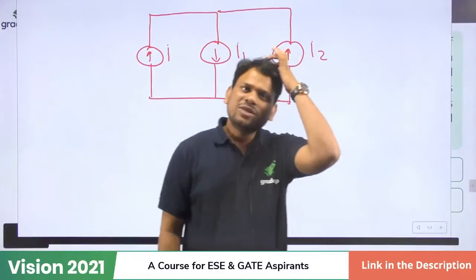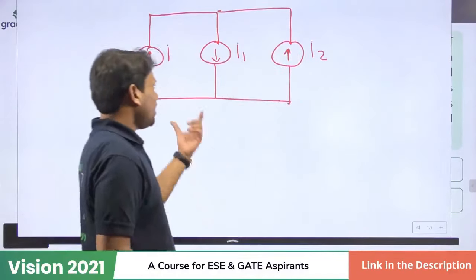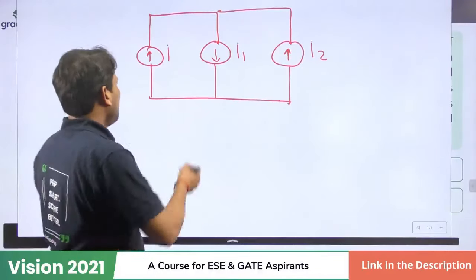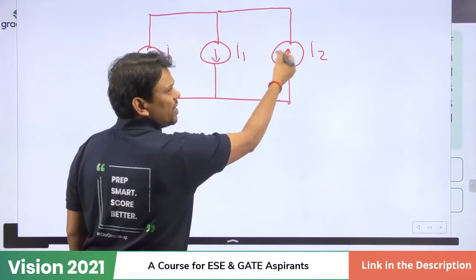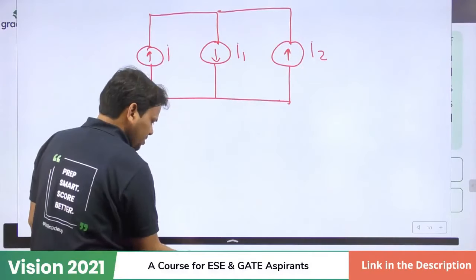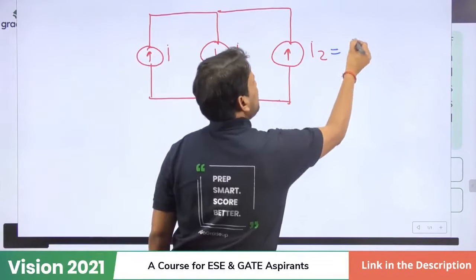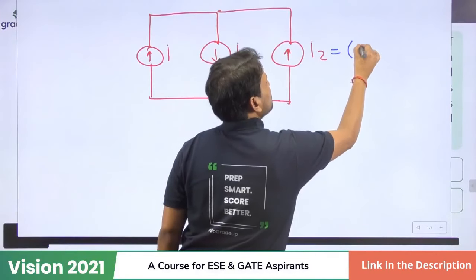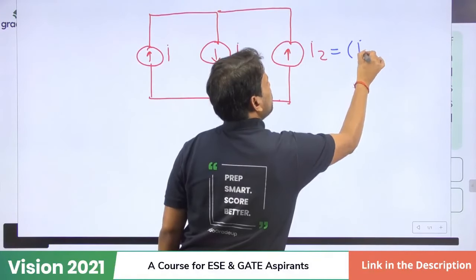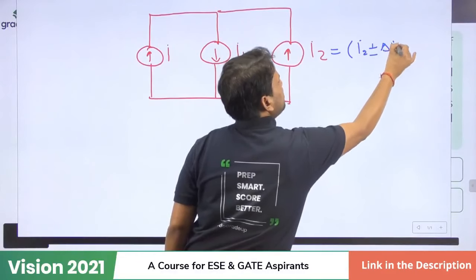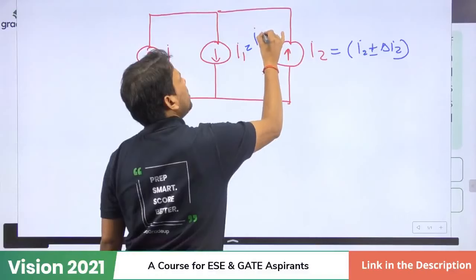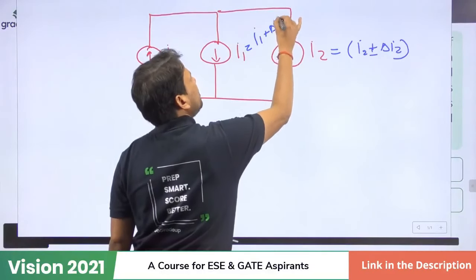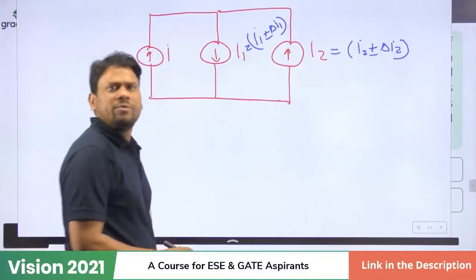Okay, so now see here, we were discussing this example. Let us assume I1 and I2 are given some values. I am going to write here: let I2 be some I2 plus or minus del I2, and I1 is I1 plus or minus del I1. Is it clear to everyone?